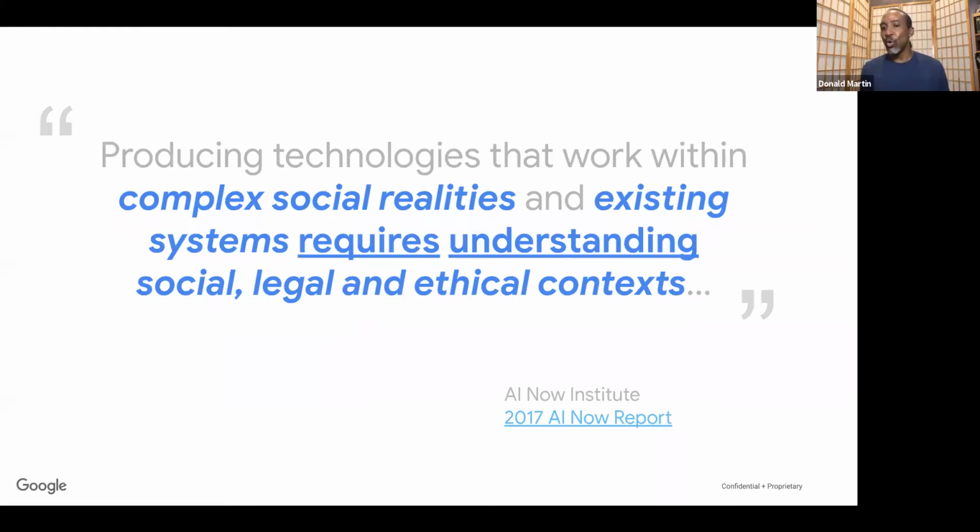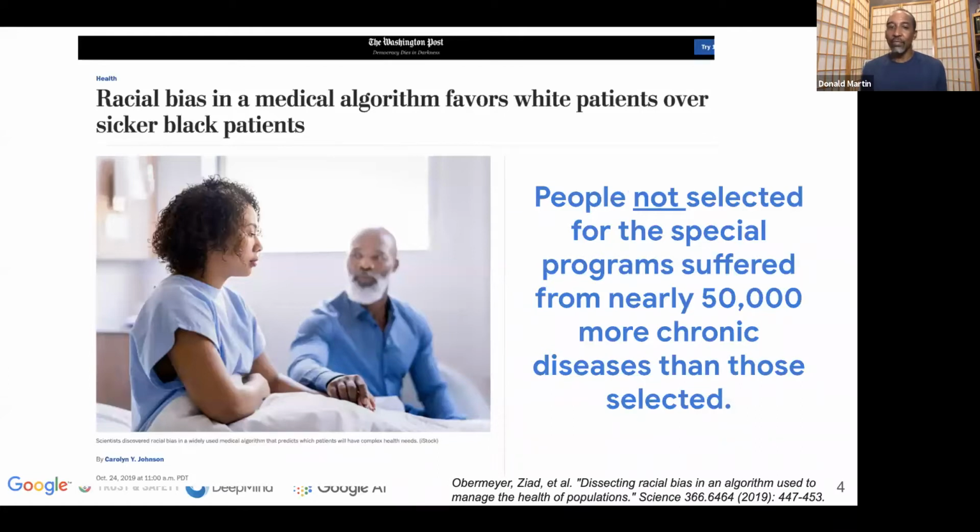So I want to start with this quote from a 2017 AI Now report that says, producing technologies that work within complex social realities and existing systems requires understanding social, legal, and ethical contexts. Now, this required understanding is really hard to come by because we're talking about society as a whole. It's complex, it's dynamic. Folks in the ML fairness and ethical AI community realize that this understanding is required, but we don't really have solutions for gaining that understanding yet. And when we don't have this understanding, it leads to this recently discovered racially biased medical algorithm that's based in the US and widely used throughout the US.